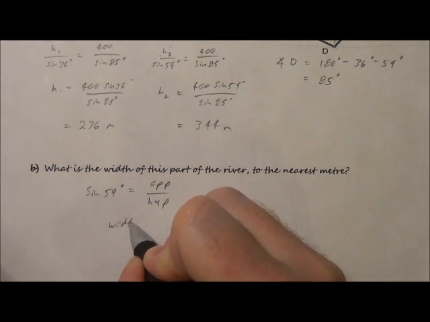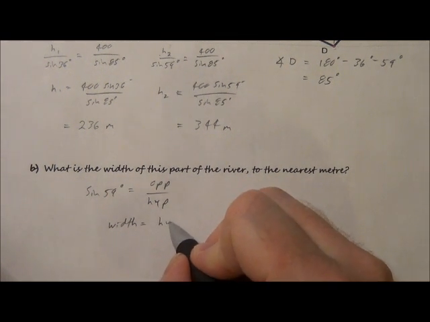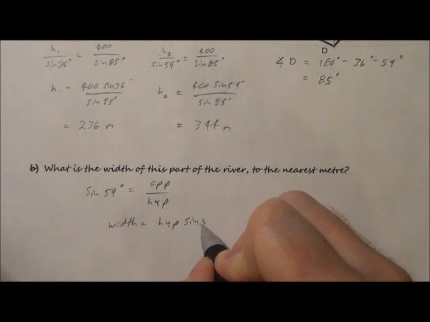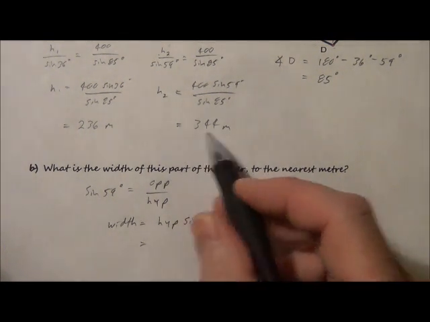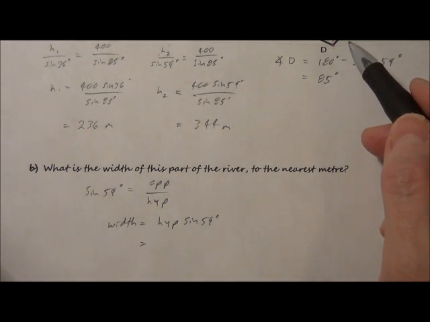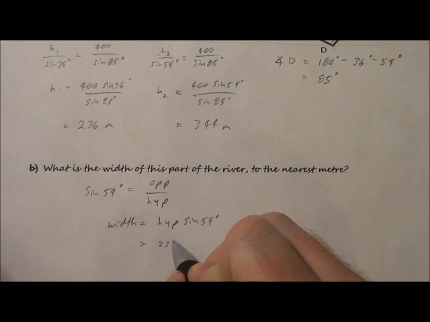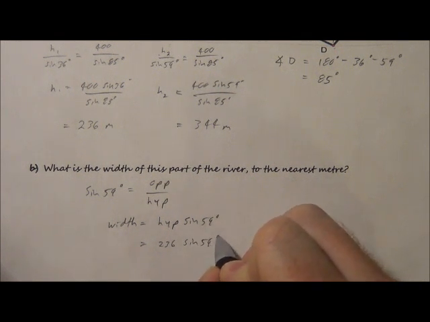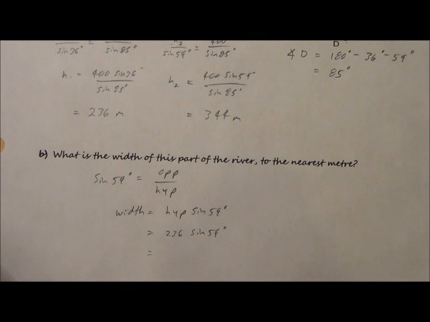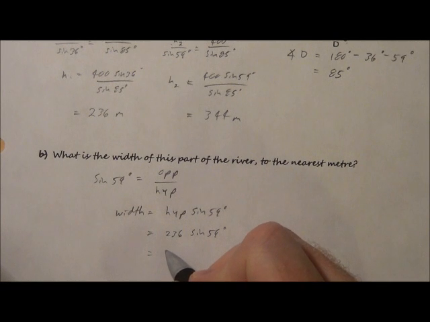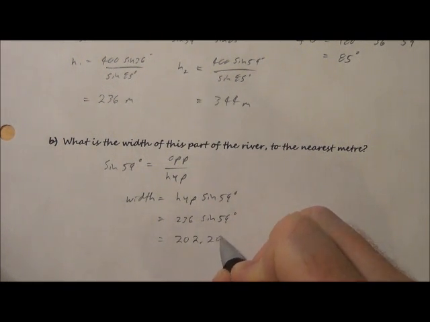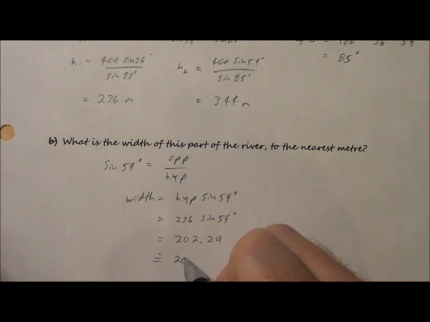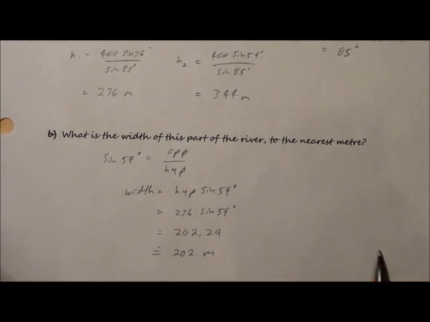So the width equals the hypotenuse times sine of 59 degrees. The hypotenuse there is H1, 236 meters times the sine of 59 degrees. And that gives us 202.29, which is approximately 202 meters.